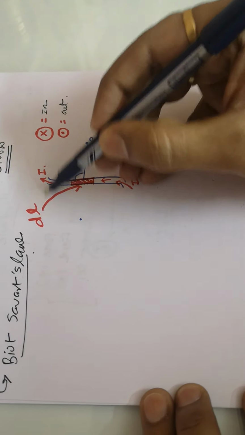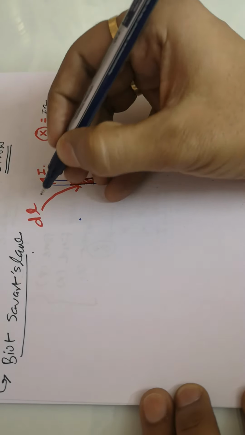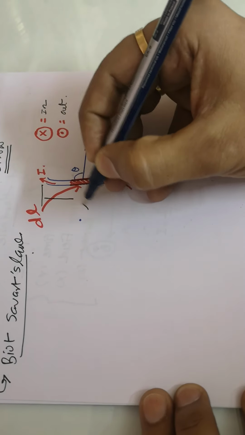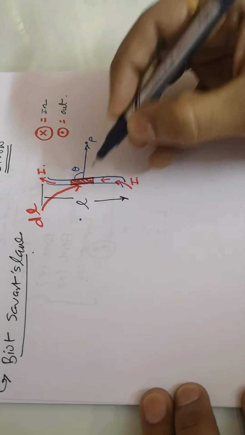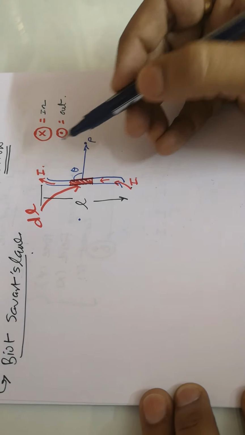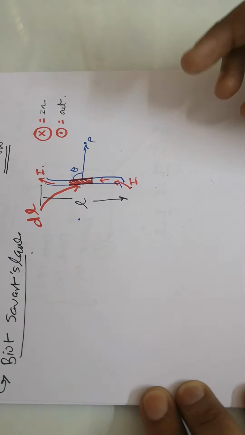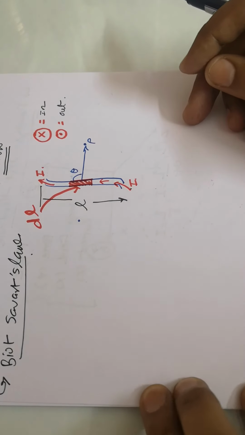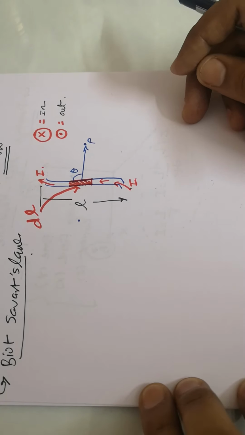Its whole length is L, and current is passing through it. Like our Coulomb's law, the net amount of current going inside is coming outside.